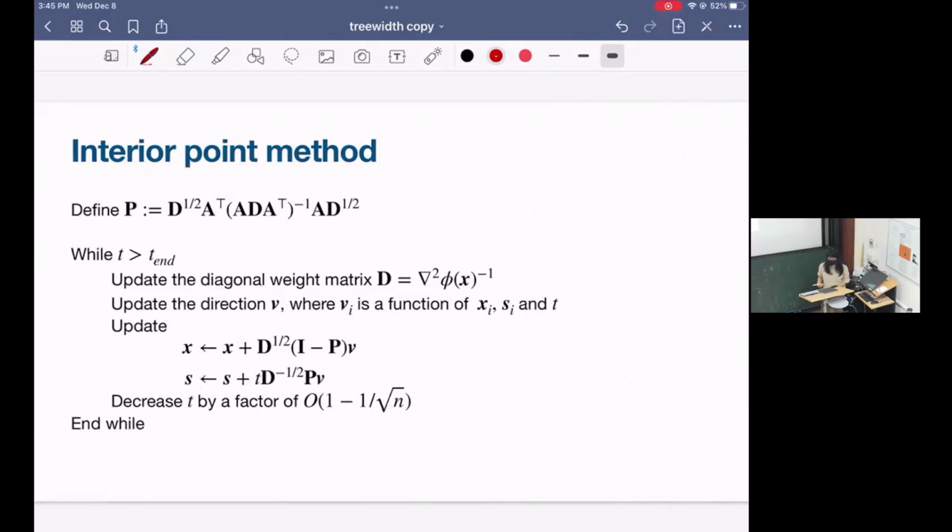Okay, so in terms of actually writing this out in pseudocode, this is what happens. Here we have this projection matrix, which we define to be what's written there. And basically, you will iterate until your t is small enough, until you get to the accuracy that you want. At every iteration, you update this diagonal weight matrix D, and you update the direction in which you want to take the step. Then you take a step in S and X, and at the end of the iteration, you decrease t and you repeat.